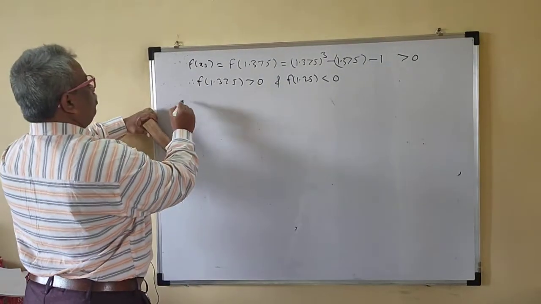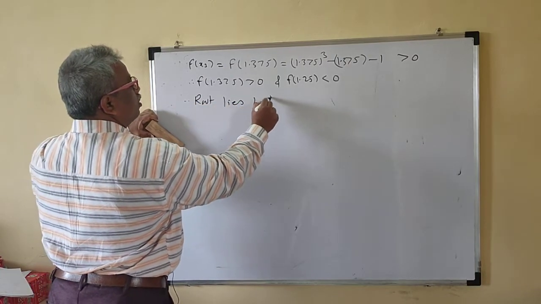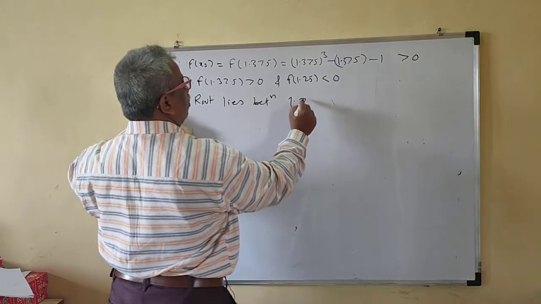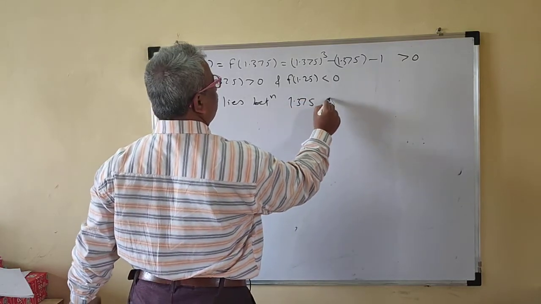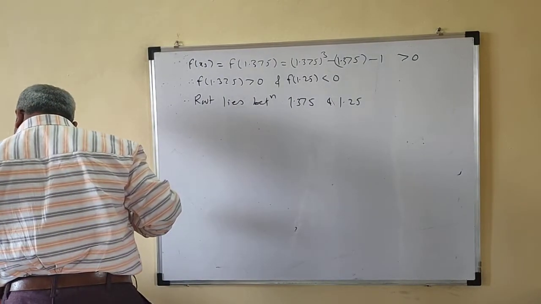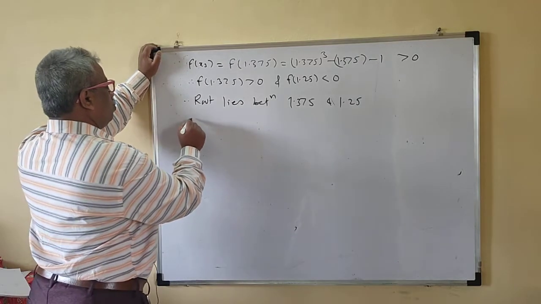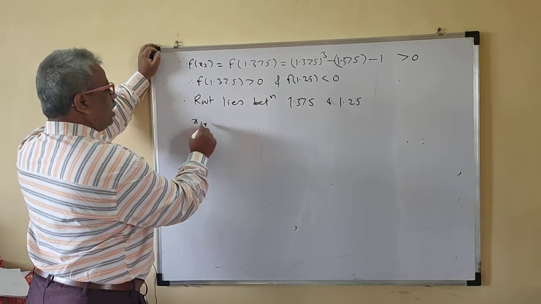Negative. Therefore, root lies between 1.375 and 1.25. Yes, 1.25. So now we get x3. So we get x4 now.